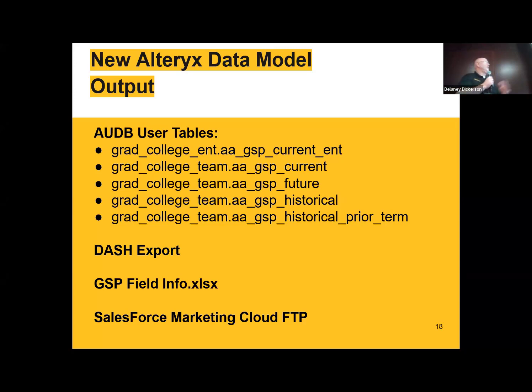When we look at those outputs that we have, we're generating 5 different user tables from all of that work. So we have an enterprise level table that's available for the general population, and we have 4 that are available within our team schema. We have the current, which is intended to be for the current term, and we'll be talking about that a little bit more here in a minute. Then we have a future that we have available that's looking at terms yet to come.